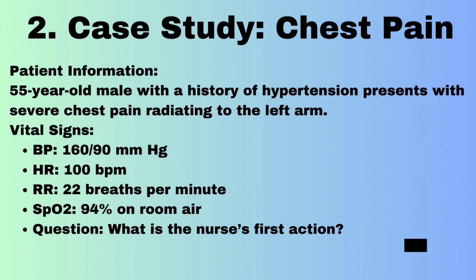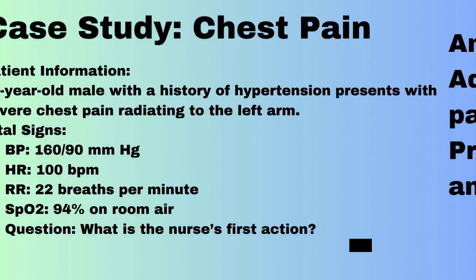Chest pain. Patient information. 55-year-old male with a history of hypertension presents with severe chest pain radiating to the left arm. Vital signs. BP 160/90 mmHg. HR 100 BPM. 22 breaths per minute. SpO2 94% on room air. Question. What is the nurse's first action?